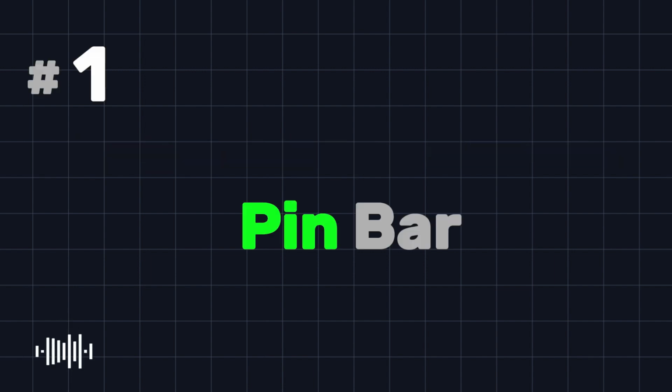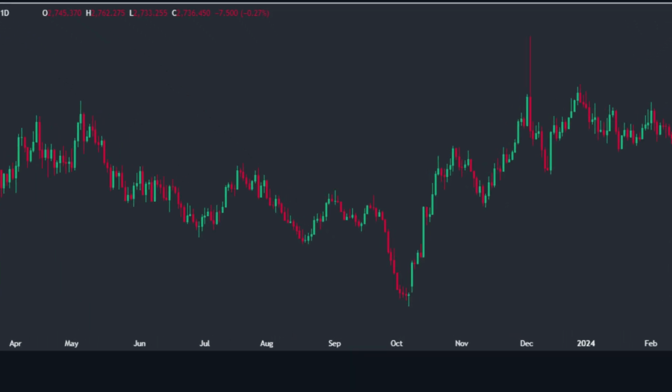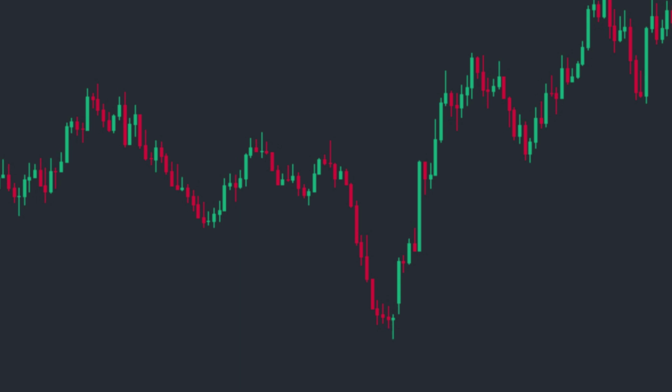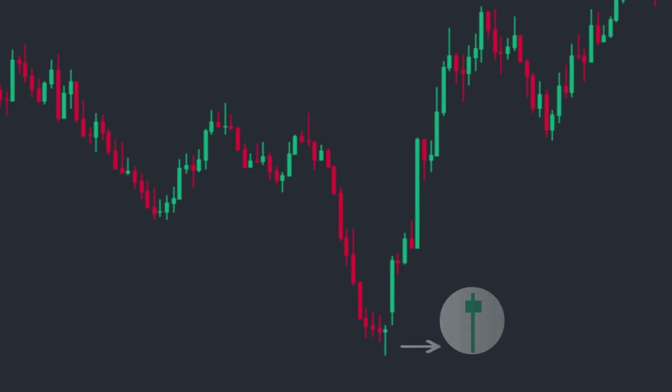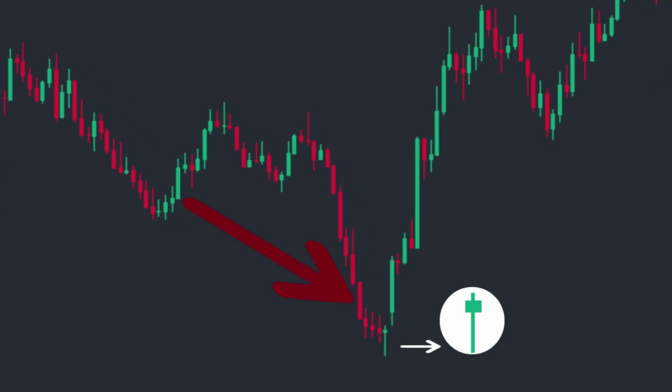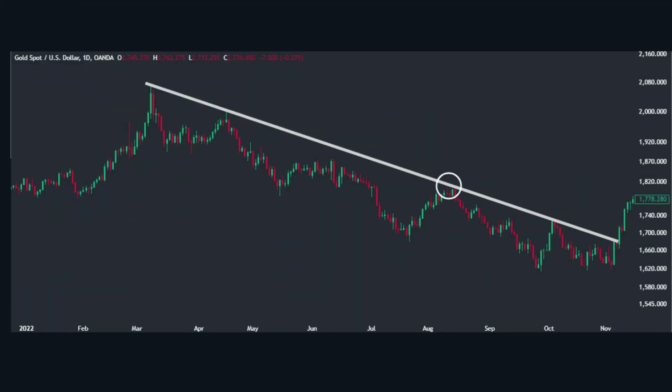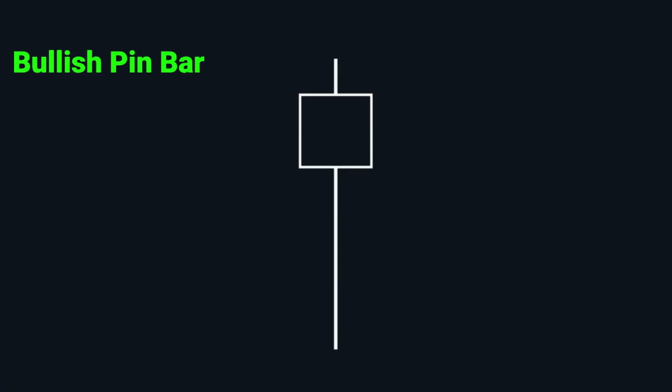Number 1, pin bar. The pin bar candlestick pattern is one of the most popular trading patterns, and for good reason. Traders use this pattern to spot potential trend reversals or continuations following a pullback. Its accuracy is especially high when it appears near key support and resistance levels, trend lines, or moving averages.